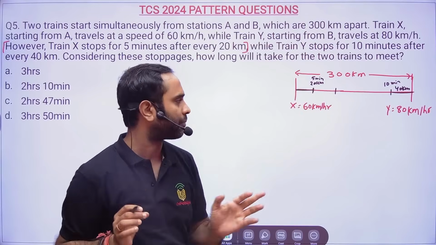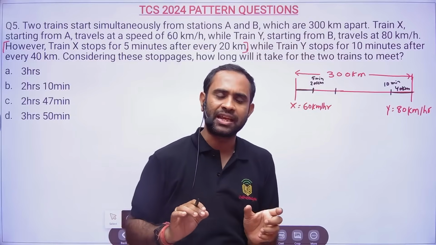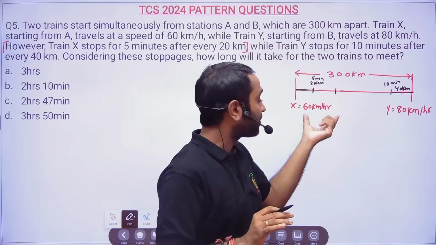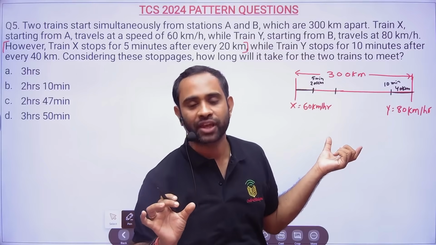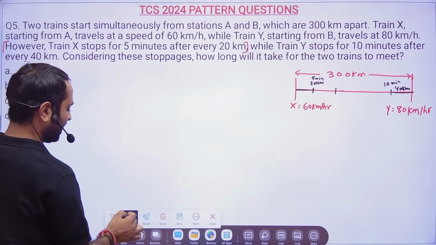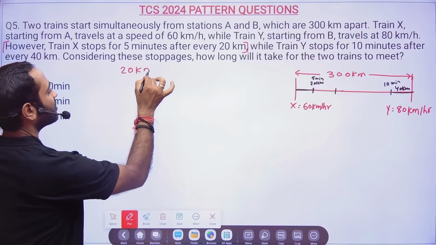kilometers they stop for 5 minutes, again after 20 kilometers they stop for 5 minutes, right? So basically now the speed will not be 60 kilometers per hour, because in 1 hour they are now going to cover less distance, right? Okay. So now, first thing, let us try to understand. For 20 kilometer distance, how much time will they take?